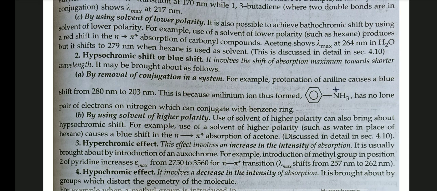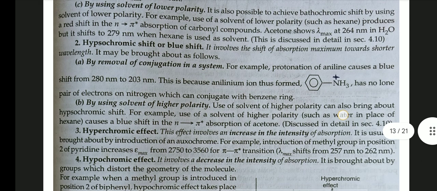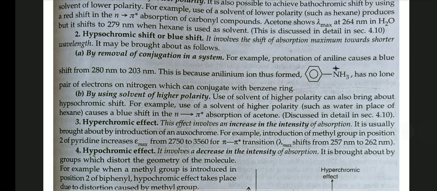compounds. Hypsochromic shift or blue shift: it involves the shift of absorption maximum towards shorter wavelength. It may be brought about as follows: by removal of conjugation in a system. For example, protonation of aniline causes a blue shift from 280 nanometer to 203 nanometer.